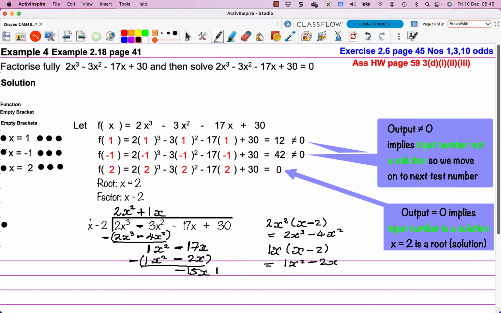Then we bring down the next term, which is plus 30. And then you ask the question again, what do I have to multiply x by to get minus 15x? And clearly it's minus 15.